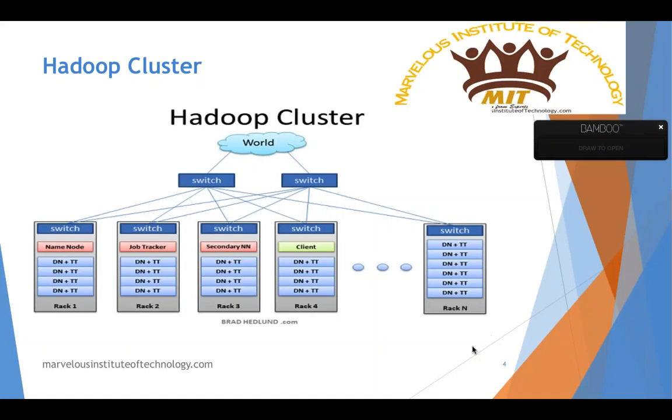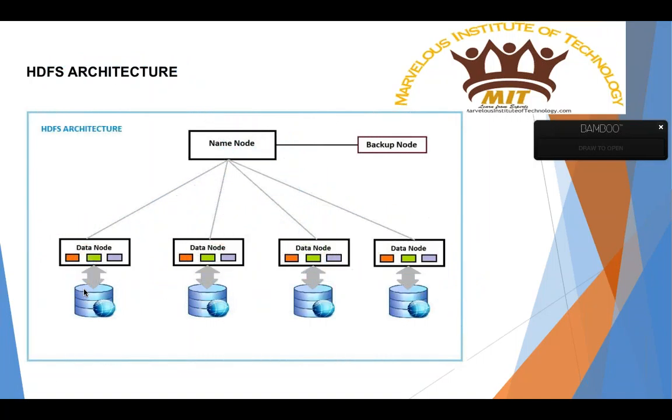This is our cluster, how the data will be stored. In our cluster we have data nodes and task trackers, in different racks, and this is how our cluster will look in real time. These are the data nodes, and in these data nodes the data will be stored. Let's assume that these are the blocks where the data has been stored, in different machines.